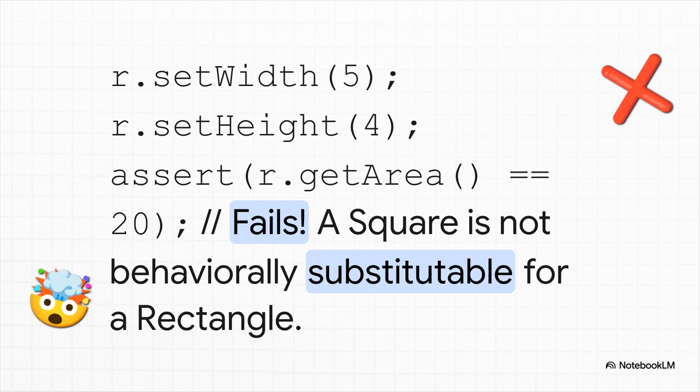Wrong. Because with a square, when you set the height, it also changes the width. So the area is actually 16. The assertion fails, our program breaks, and we're left scratching our heads. The square just isn't a good substitute for a rectangle here.